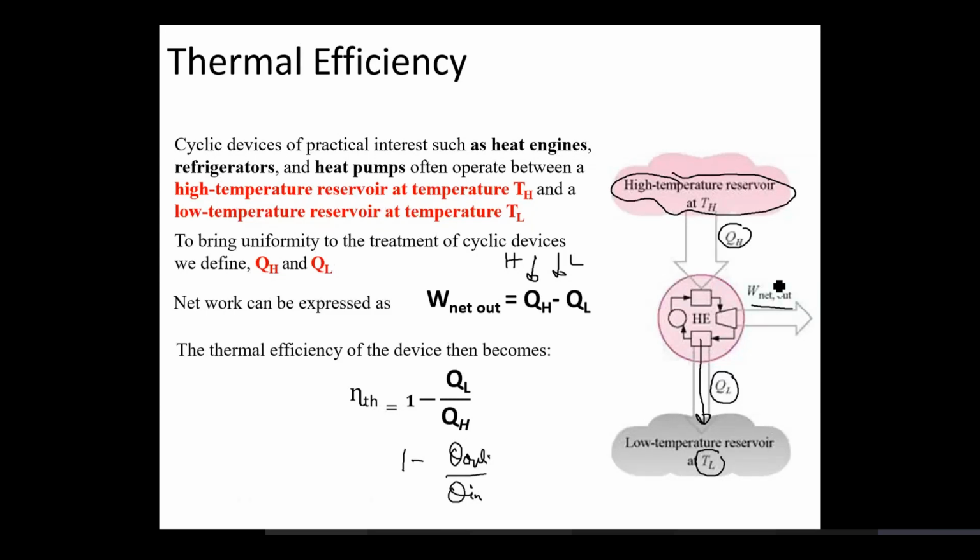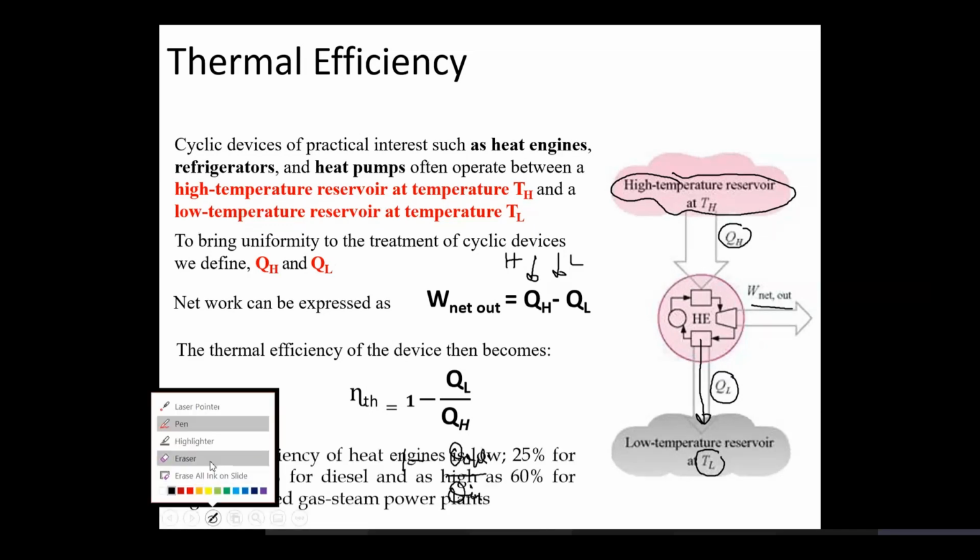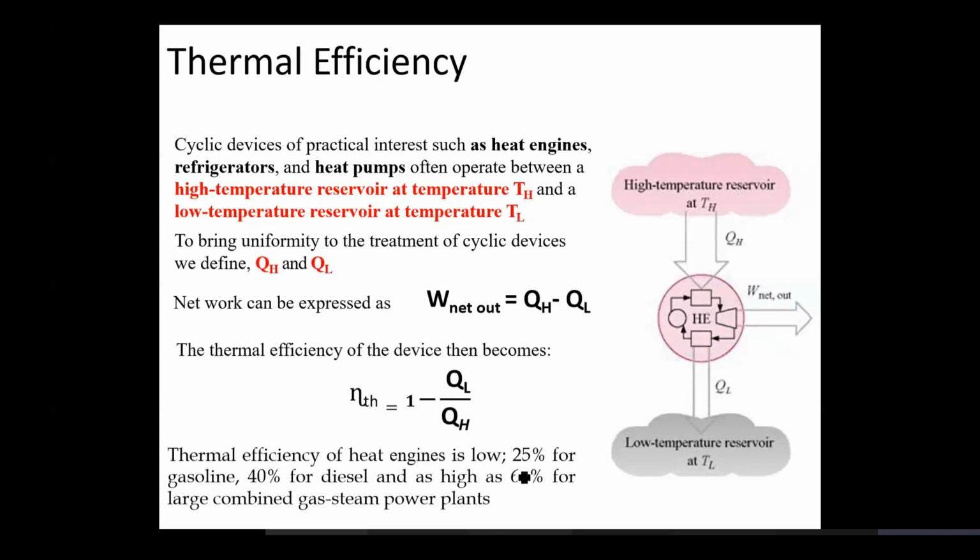So now we'll have an example. All right, before that, just for information, the efficiencies of various known engines. The gasoline or petrol engine has an efficiency of 25%, the diesel engine 40%, and power plants could have thermal efficiencies as high as 60%. That means 60% of the heat provided to a gas steam power plant would essentially convert into work. The rest of it would be rejected to the low temperature reservoir as heat out.